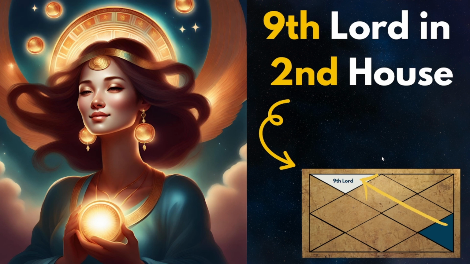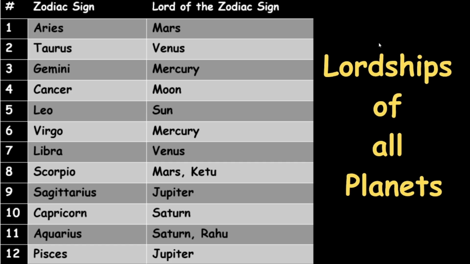Today we will discuss the placement of the ninth lord in the second house. What do you mean by the Lord of the House in Vedic astrology? Now, each planet has a responsibility of handling either one or two houses. So, these planets become the Lord of those houses.